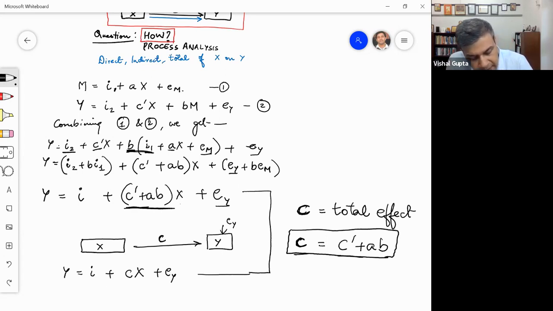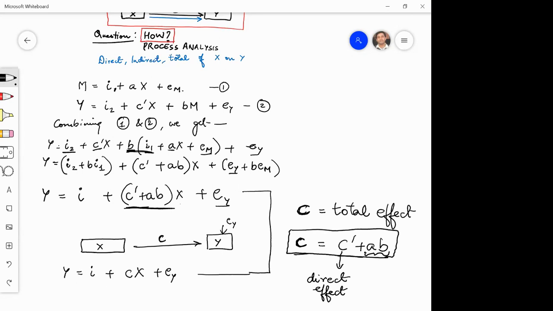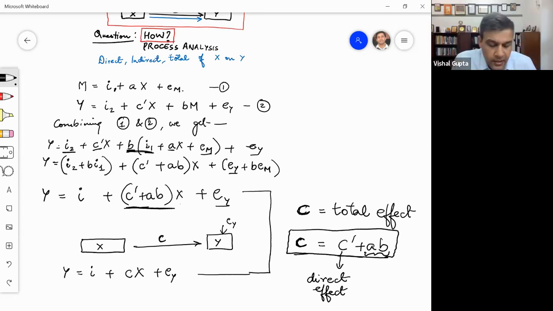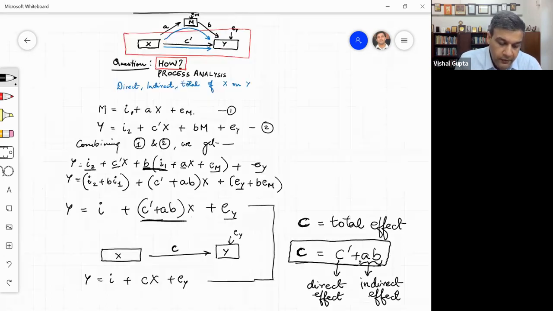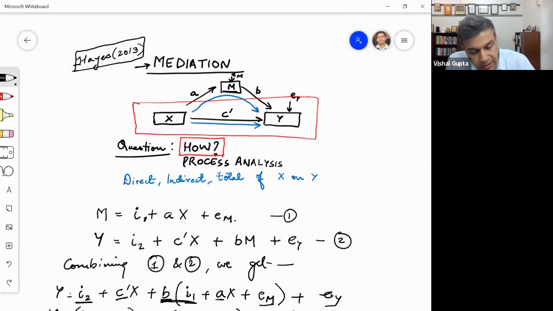So this C dash is called the direct effect in the presence of the mediator. What is the direct effect of X on Y? And this product A into B is called the indirect effect. So what have we done? There are two things that I would want to mention here. If we go back and look at this model that we started with, the direct effect is very straightforward. It is C dash. And what is the indirect effect?